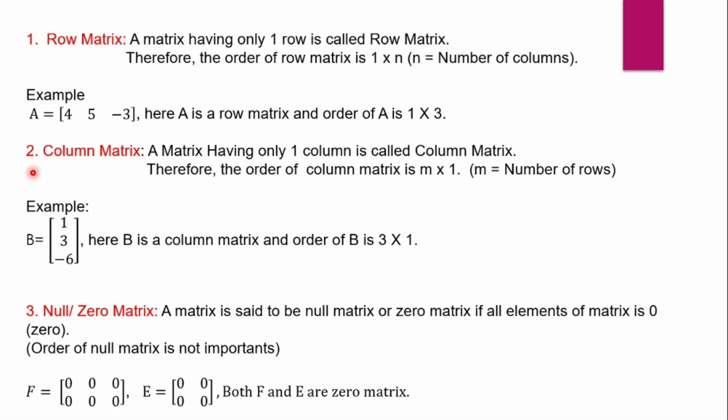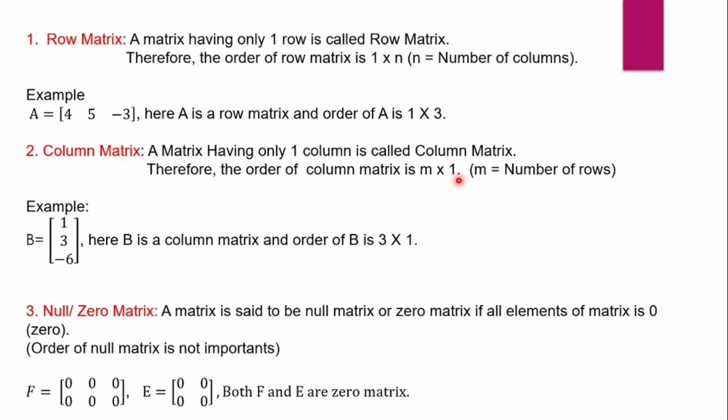Let's take the second type of matrix, which is the column matrix. Now what is a column matrix? A matrix having only one column is called a column matrix. Therefore the order of a column matrix will always be m cross 1, because 1 is the number of columns in the matrix.